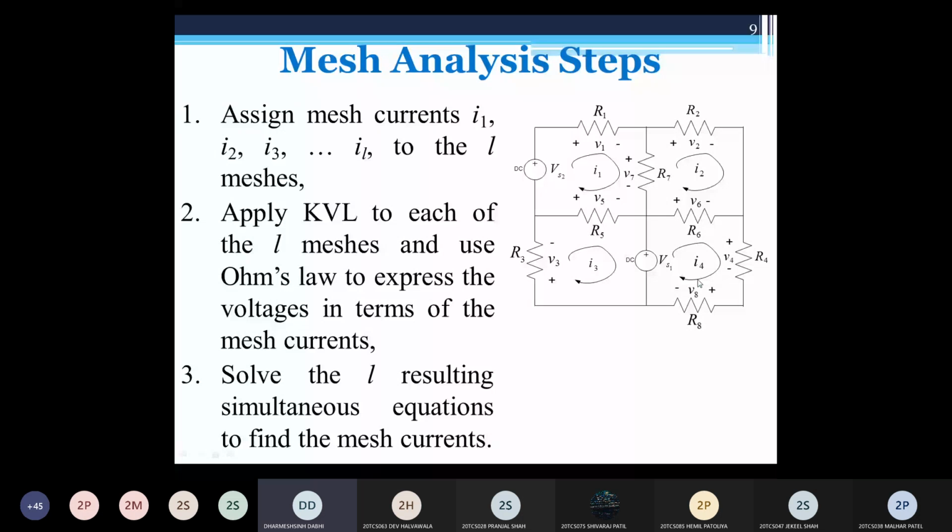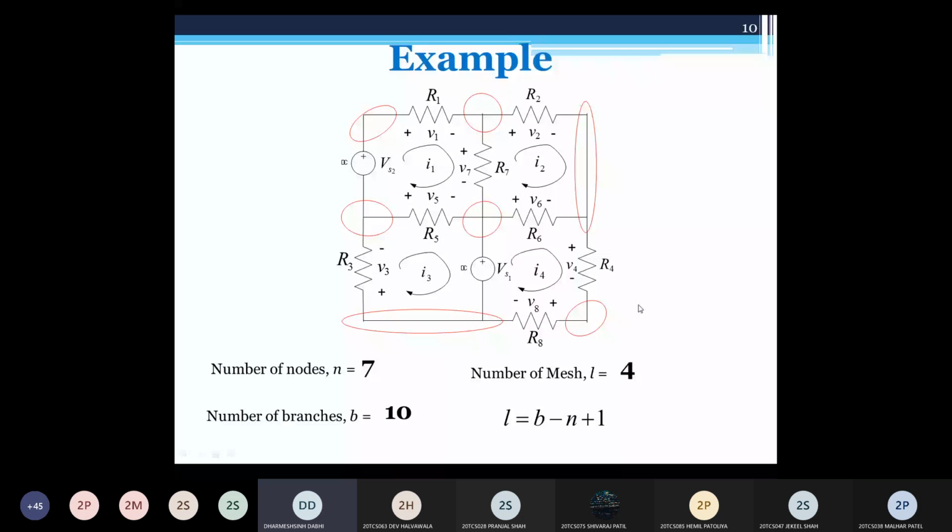So the first step is to identify the number of meshes. Identify the number of nodes and the number of branches. So we have 10 branches. As per this equation, L, the number of meshes, is equal to the number of branches minus the number of nodes plus 1. So you get the answer, it is 4. This way you can find it mathematically. Otherwise you can identify it by looking at this figure also.